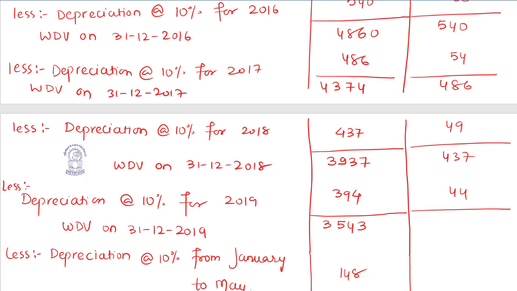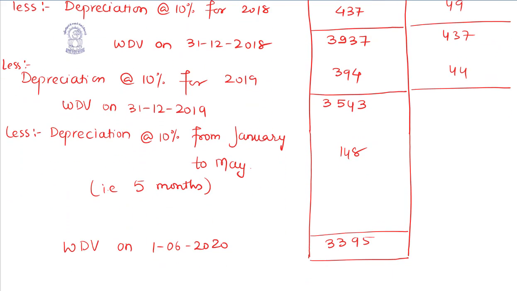437 minus 44 is 393. For the 5 months we need to calculate at the rate of 10%. So this is 16. 393 minus 16 is 377.